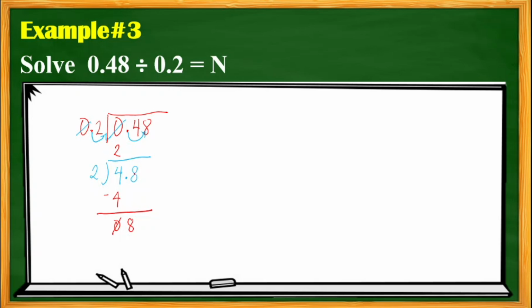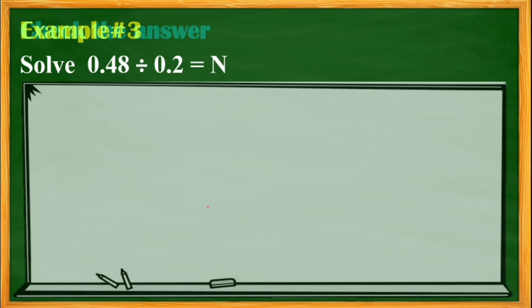So like I said earlier, if you bring down the decimal numbers, always write the decimal point. So 8 divided by 2, the answer is 4. Then 4 multiplied by 2, the answer is 8. Then subtract 8 minus 8, the answer is 0. So our answer now is 2 and 4 tenths. So 2 and 4 tenths is correct.